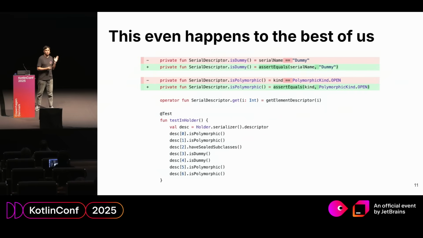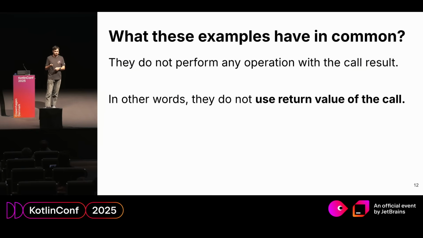This is a piece of code from Kotlin serialization, from the test source set, where I forgot to use the return value of the equals operator. There should be an assertEquals instead of a regular equals, but it wasn't there, and I had to fix this later. Fortunately, the test continued to work, so no bugs were made in production code.